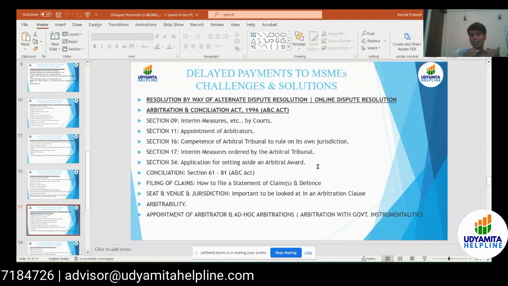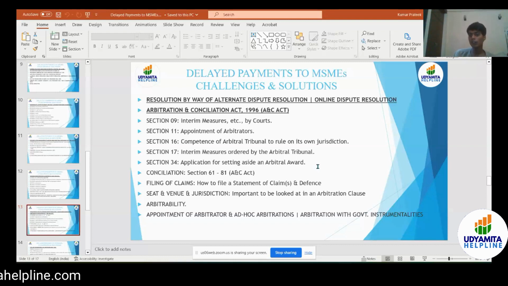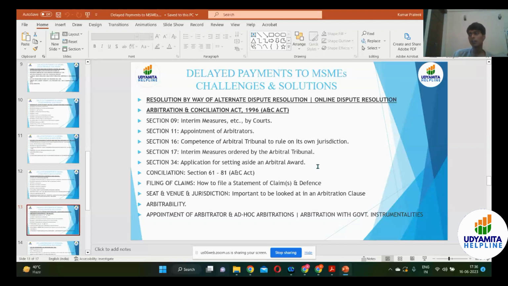Section 17 is the interim measures, how it is before courts under Section 9. Section 17 is before the arbitral tribunal. So when the arbitral tribunal is constituted, and after the constitution of the arbitral tribunal, if you need any interim protection, any immediate relief, then you can file an application under Section 17 before the arbitral tribunal, right? To get that interim measure. So for interim measures, the application before the arbitral tribunal is under Section 17.